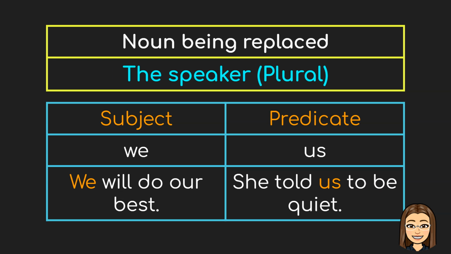For this next one, it is for the speaker, but this time the speaker is plural. We have we for subject, and we have us for predicate.